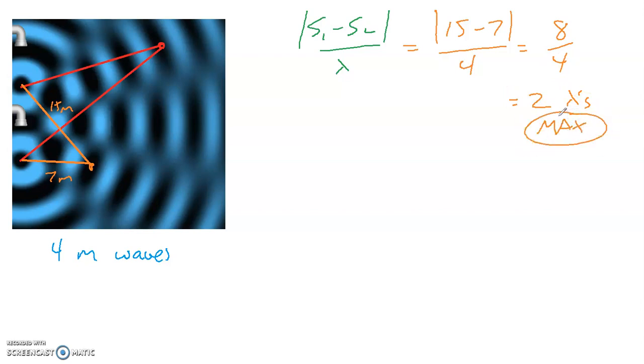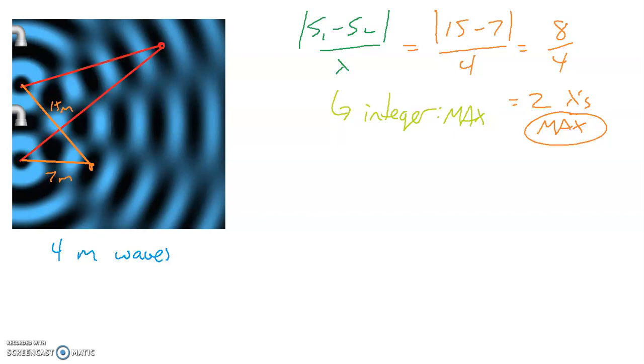Okay, so that's sort of the key. What you want is to get integers at 1 wavelength, 2 wavelengths, 0 wavelengths, 5 wavelengths, 50 wavelengths difference. Then you're going to have a maximum. So if this value right here is any kind of integer, this is going to give you a maximum.